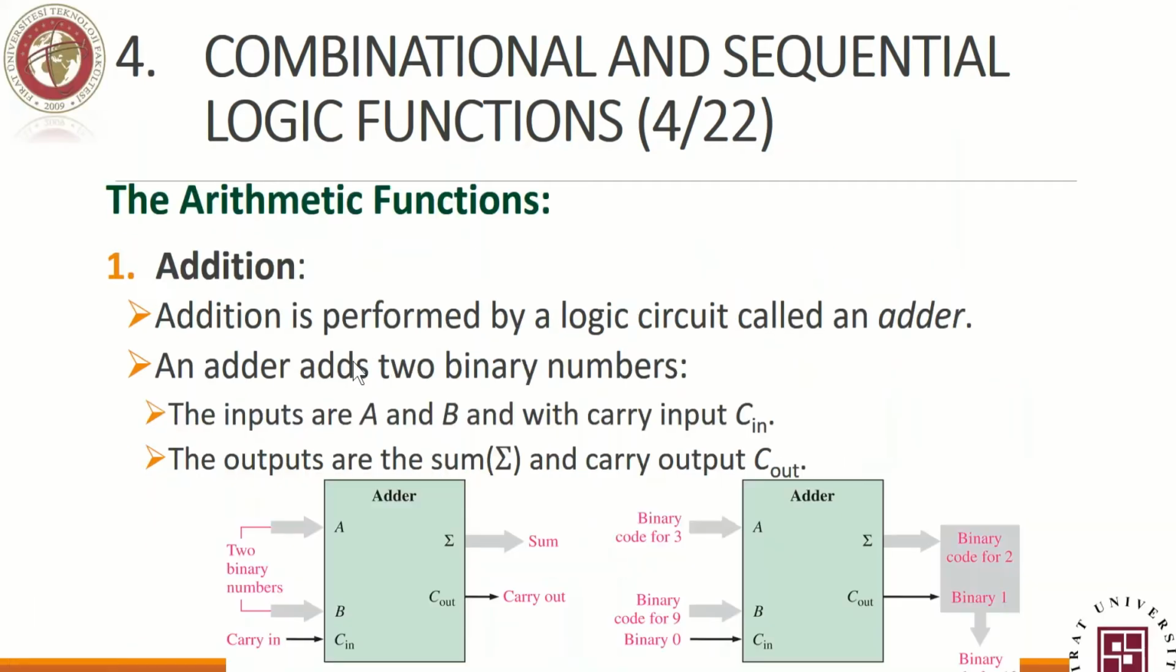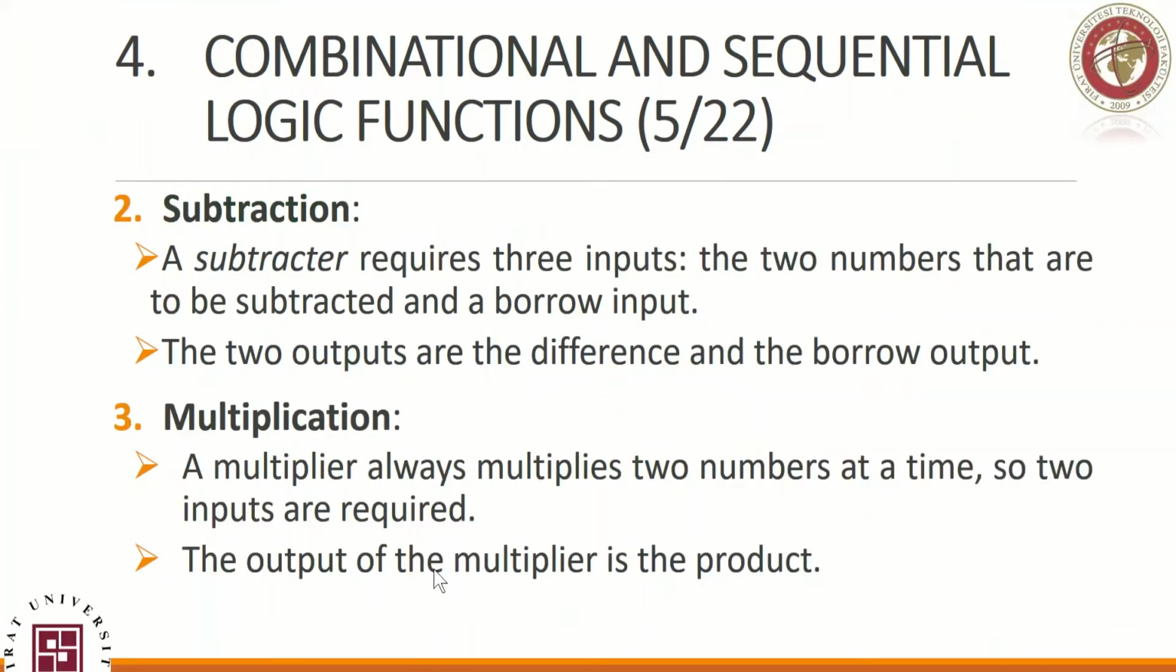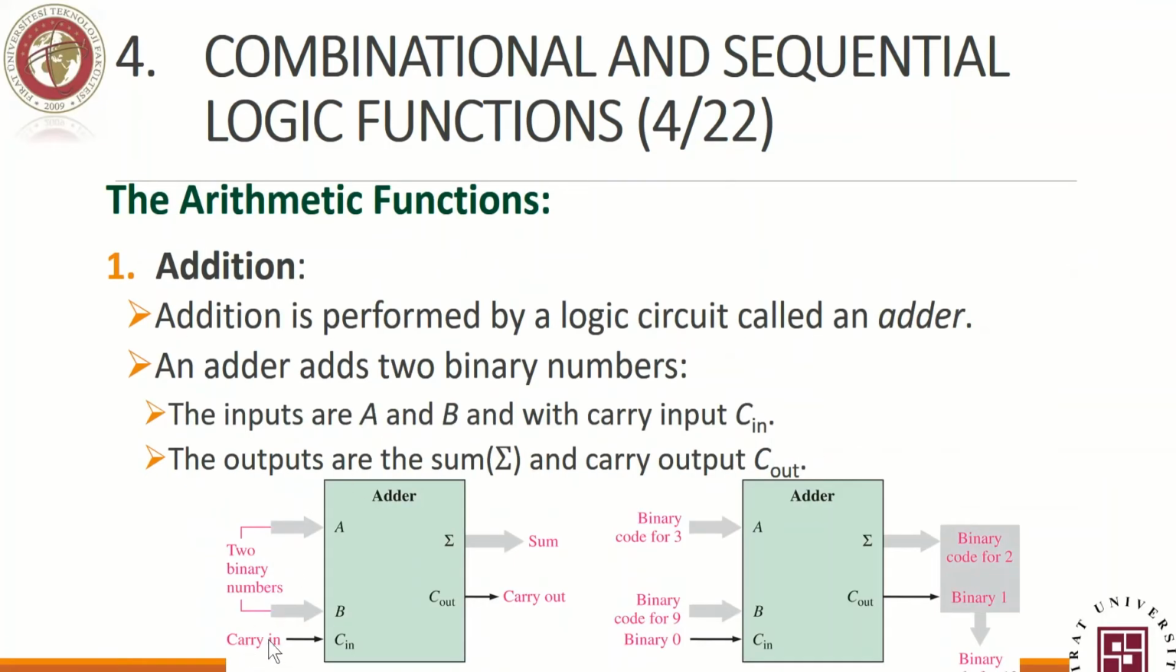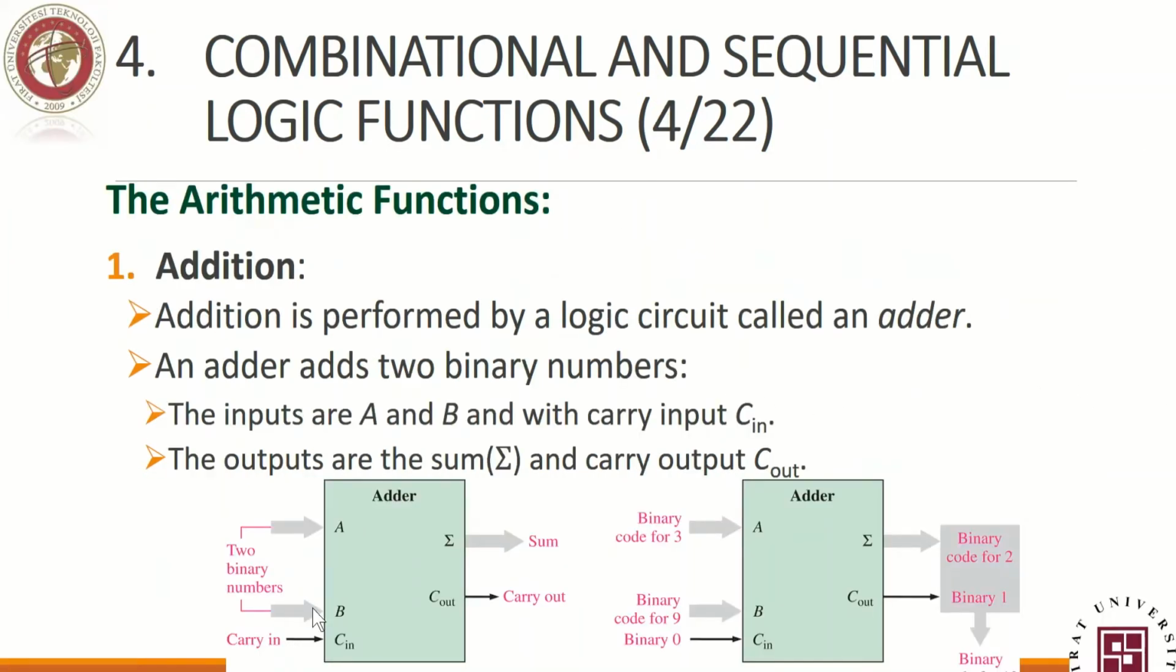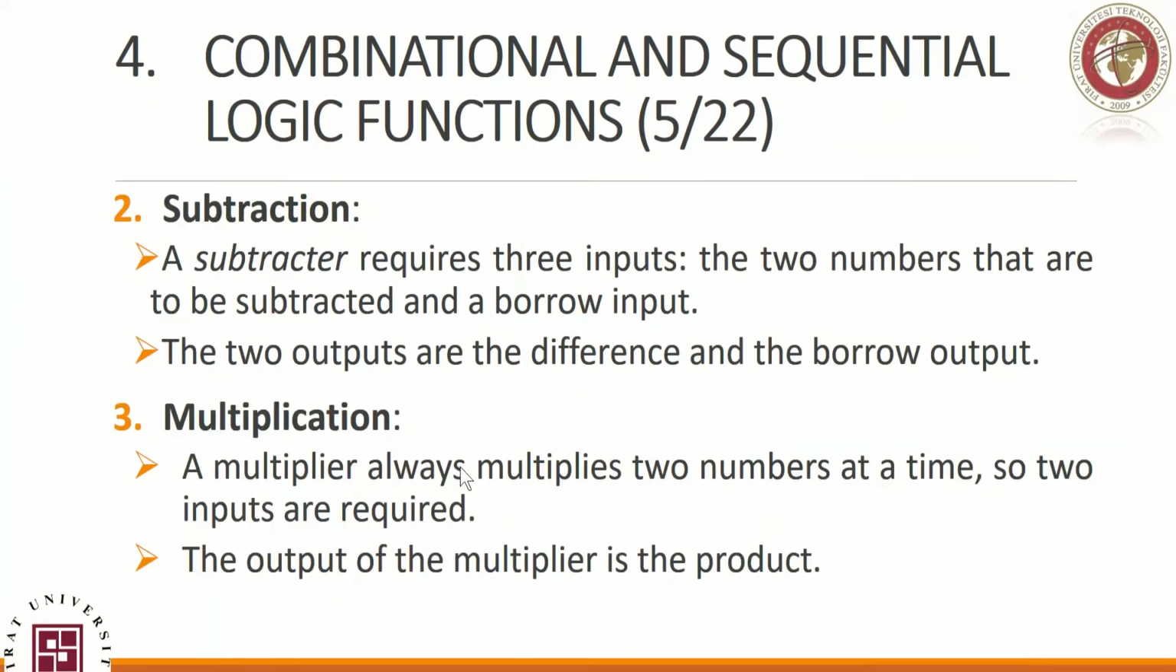But in brief, instead of having carry out and carry in, we will have borrow in and borrow out. So these are actually the differences. We will have borrow in and borrow out, and we will have the result of the subtraction and the two numbers to be subtracted. Multiplication in computing is not exactly done the way we human beings do.